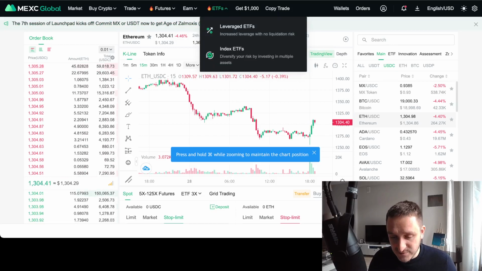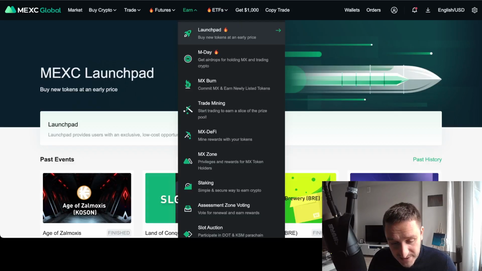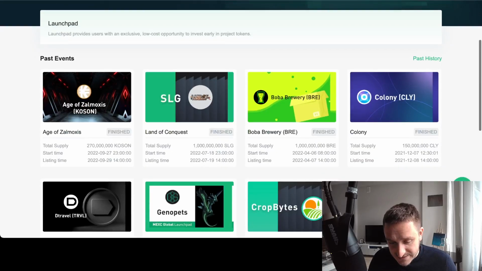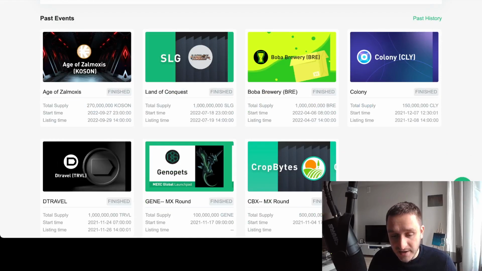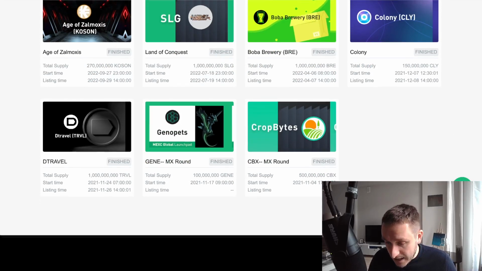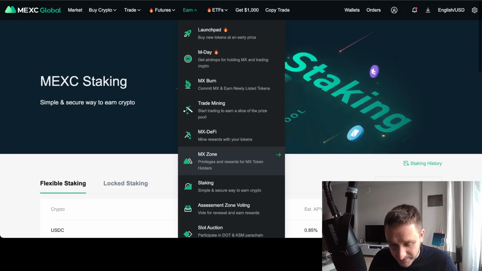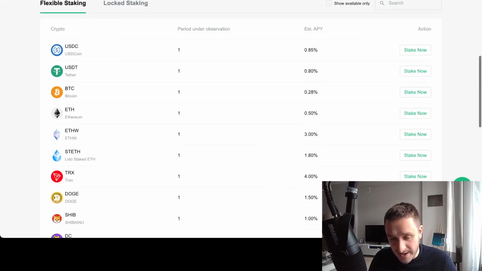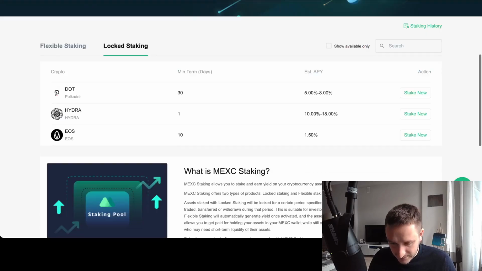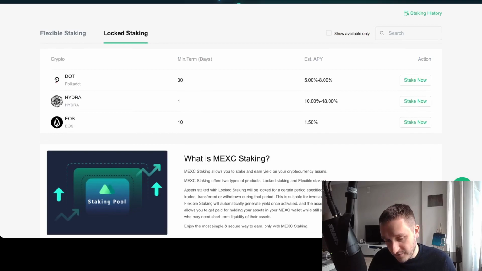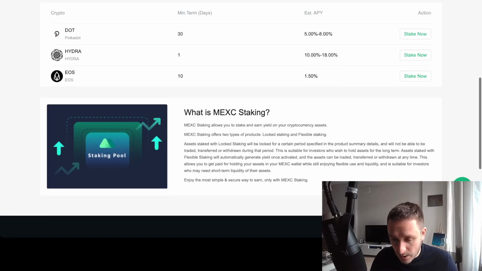Outside of that, you of course have those bunch of things I've mentioned. So for example, you can go to Launchpad and see the past events, the tokens that were raising money through MEXC. Those are different games or different applications. You can try earning money by, for example, staking. Staking is the simplest way. It's basically like locking up your coins for a particular period of time. So for example, have a look here. You can lock Polkadot for 30 days with the estimated APY of 5 to 8%, depending on the period of time you are staking. So this is how it works.